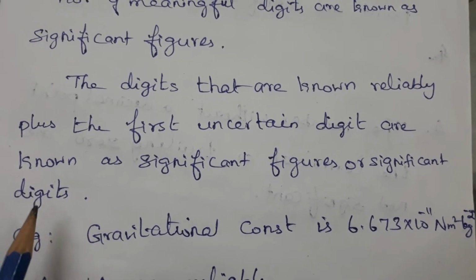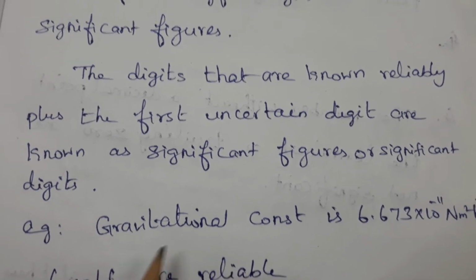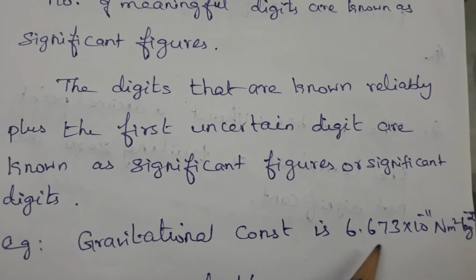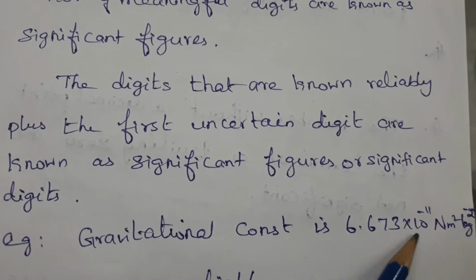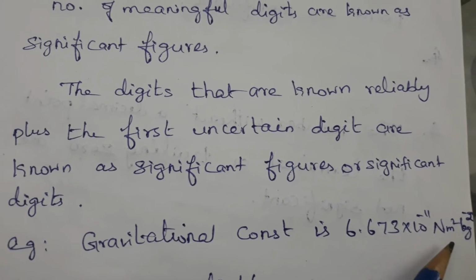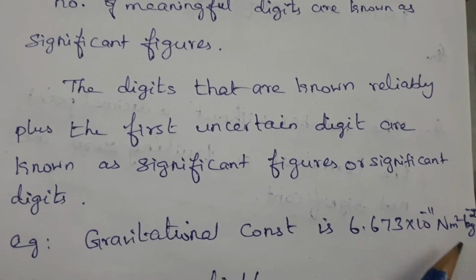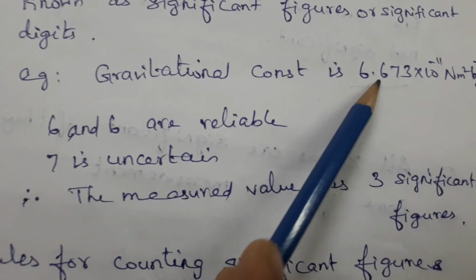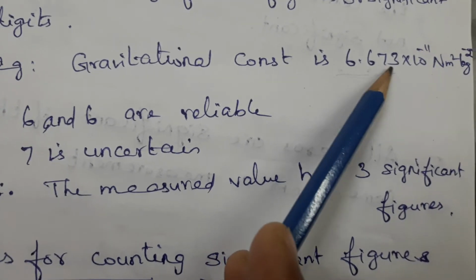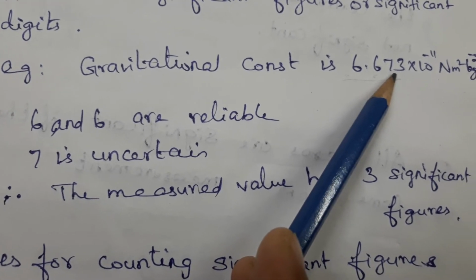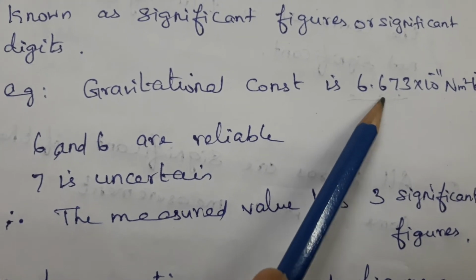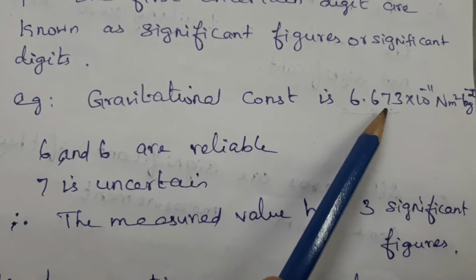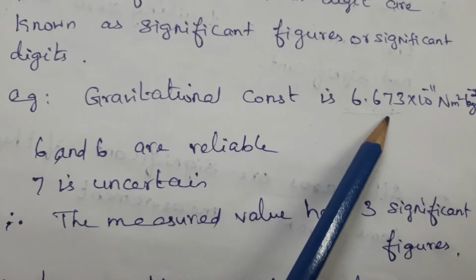For example, the value of the gravitational constant is 6.673 etc. into 10 power minus 11 Newton meter square kg raised to minus 2. Here 6 and 6 are reliable, 7 is uncertain. 6 and 6 are sure numbers, 7 is the uncertain number. So how can we write the significant figures?